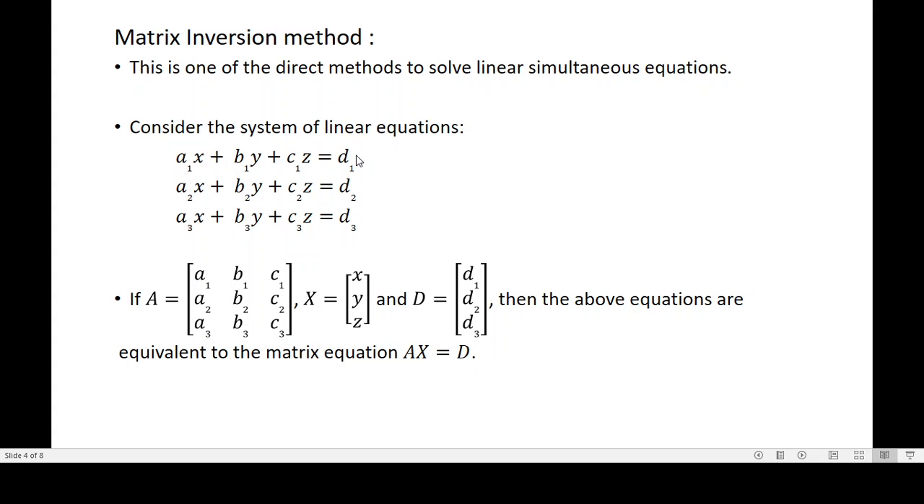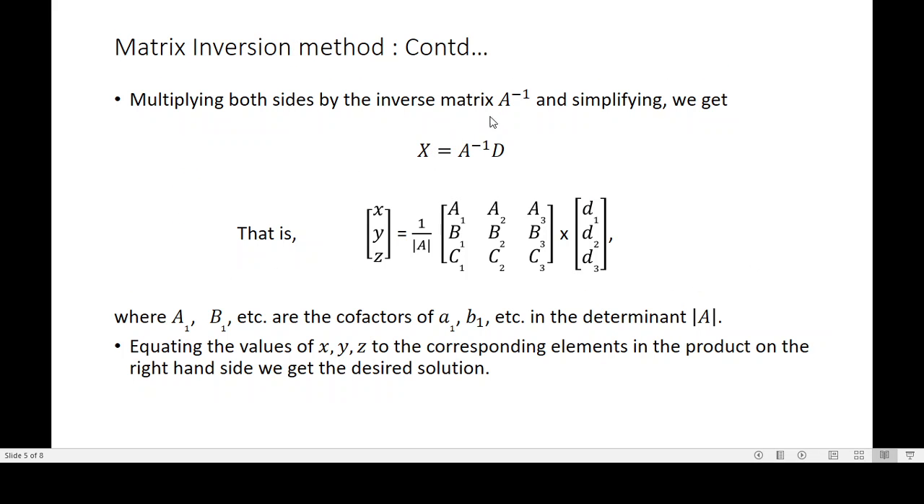Now it is required to find the solution of this system of linear equations using matrix inversion method. So we multiply both sides of this equation by A inverse. So we get A inverse into AX is equal to A inverse into D. That is A inverse into A into X is equal to A inverse into D. But A inverse into A is identity matrix. Identity matrix into X is equal to the matrix X itself. Therefore, left hand side is equal to capital X, that is equal to A inverse into D. So, multiplying both sides by inverse matrix A inverse, we get X is equal to A inverse into D.